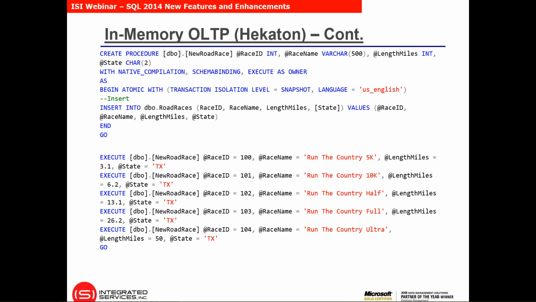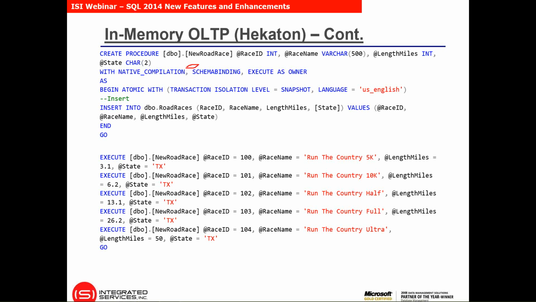So here's the code to create a stored proc that is in-memory OLTP. I created one for new road races. I like to fancy myself as somewhat of a runner. I'm not very fast, but so, road races. And mine is really simple in that it just adds values to the road races table that I just made. But the kicker that tells it that it's going to be in-memory OLTP is the native compilation.